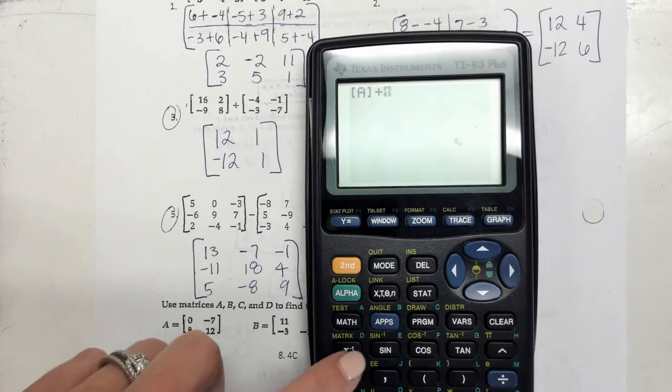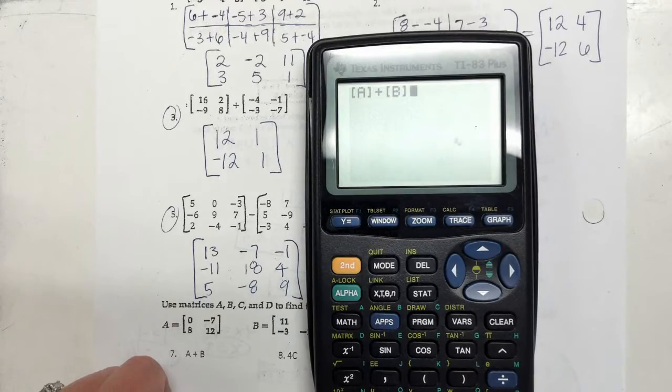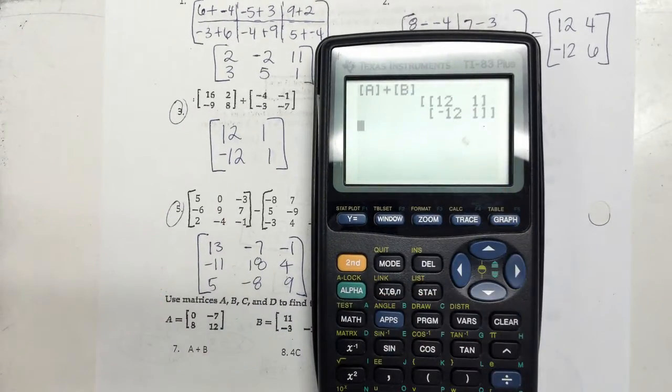Now go second matrix again. Go down to B. Hit enter. And if yours shows the whole matrix, that's fine. If you have an old one, it'll just show A plus B. Hit enter. That was our answer. Everybody see that? If you don't, let me know. I'll come help you.